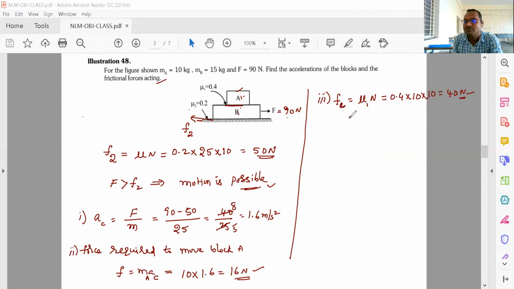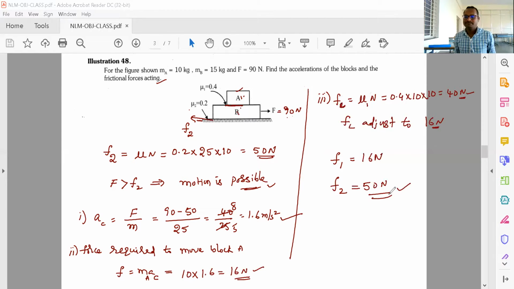So this limiting frictional force will adjust to 16 Newton. Clear? Are you getting? So that block A will move along with block B. So blocks A and B will move together with 1.6 meter per second square acceleration, and friction between A and B is 16 Newton, and friction between B and surface is 50 Newton. That's it. This will be the complete solution. I hope you understand it clearly. Okay. Next.